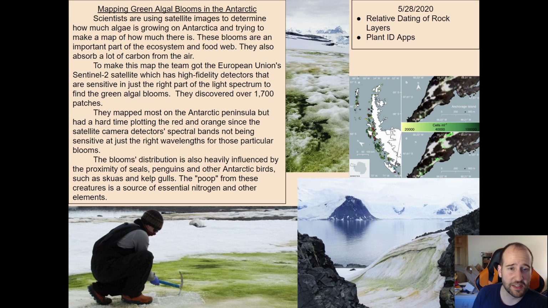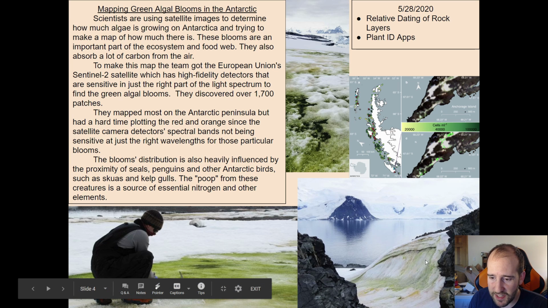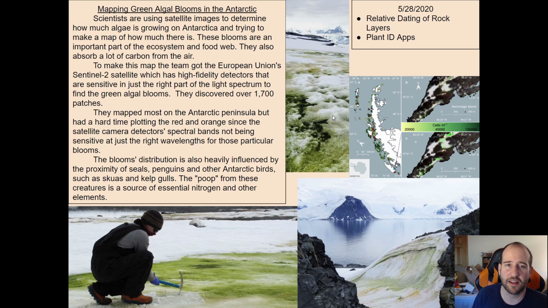So they mapped most of the Antarctic Peninsula, but had a hard time plotting the red and orange algal blooms, since the satellite camera detectors' spectral bands are not sensitive at just the right wavelengths for those particular blooms. This is one of the flaws in the study. They know there's actually even more of them, and they're even bigger in amount, but it can only pick up the greens. The orange parts at the bottom of the picture on the right side, and the reddish parts, it's just not able to pick those up. There are satellites that can do so, but those are not publicly available.